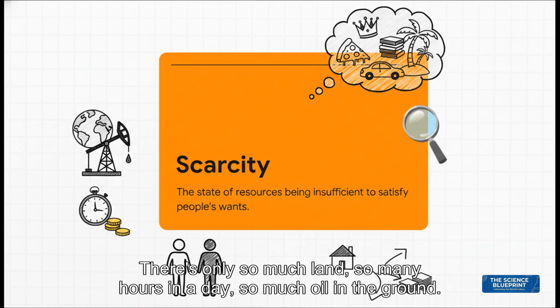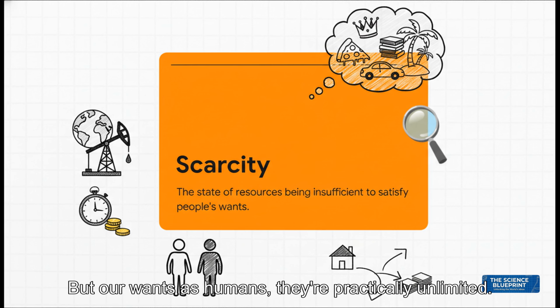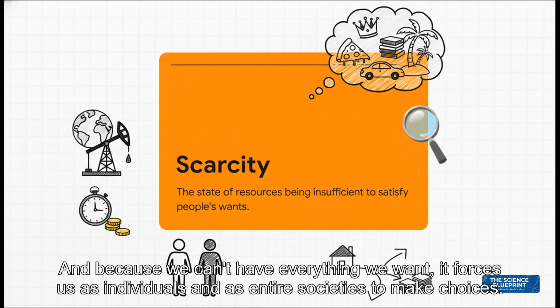There's only so much land, so many hours in a day, so much oil in the ground. But our wants, as humans, they're practically unlimited. And because we can't have everything we want, it forces us, as individuals and as entire societies, to make choices.